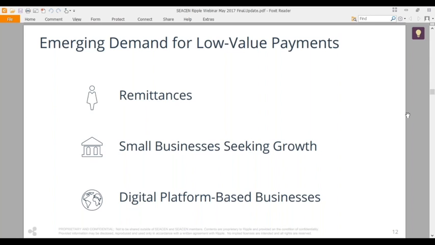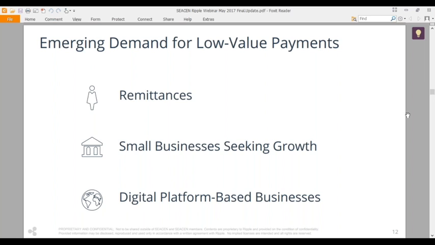So I'll cover now what we're seeing in the market. Right now, we're seeing this increasing demand for low-value cross-border payments. It's coming from 3 sectors. First is remittances, your typical person-to-person payment overseas. This isn't a new demand, but given how global we've become as a global economy, we see an increased demand for remittance services. Second is small businesses seeking international growth.